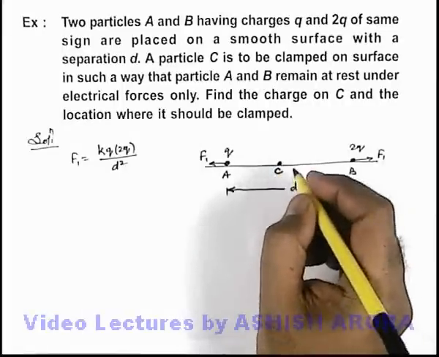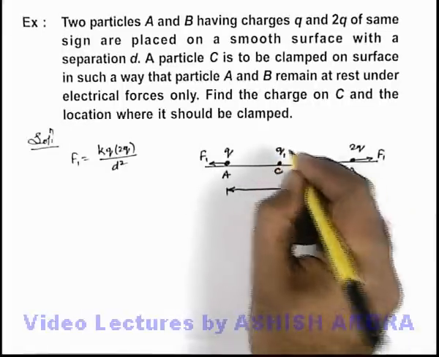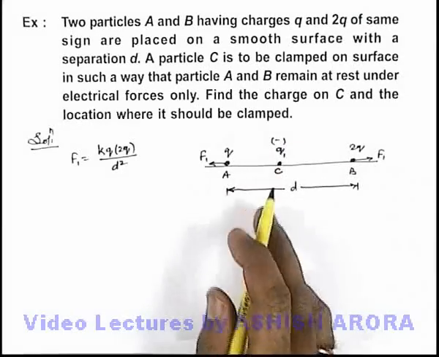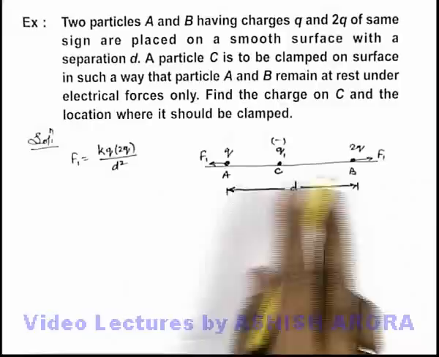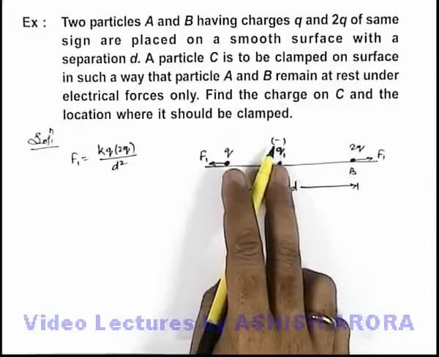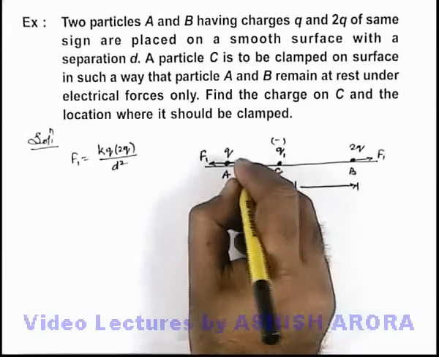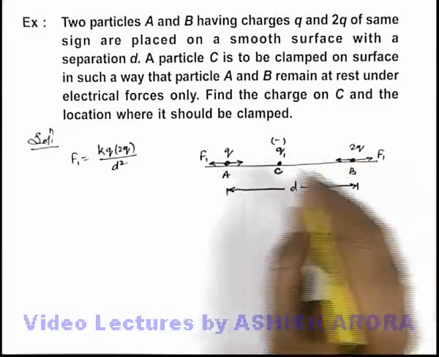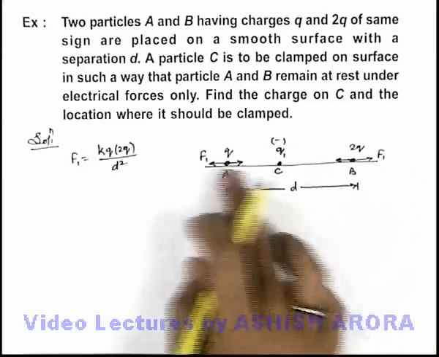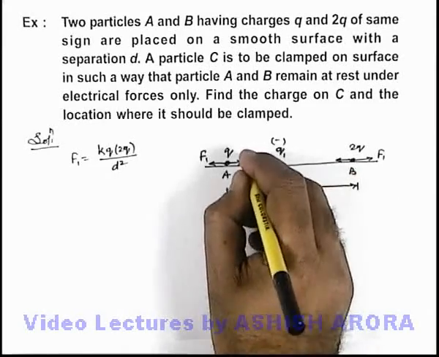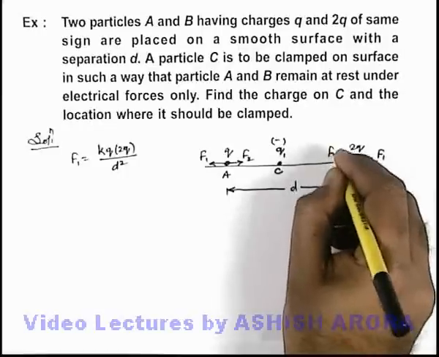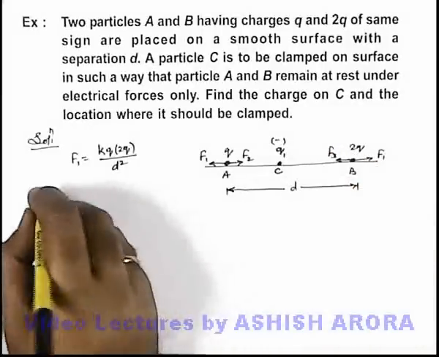Now just to balance these two forces, we must place somewhere in between here a charge C, which must have a charge Q1 and must be of opposite sign. If A and B are positive charges, this must be a negative charge so that it will exert opposite forces on the two charges and the forces will get balanced. Say this force is F2 and this force is F3.